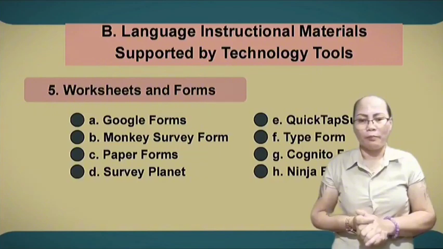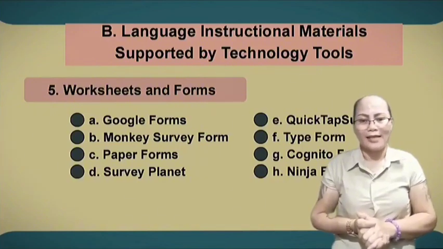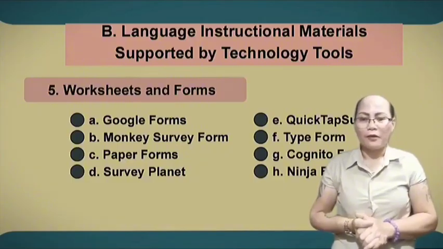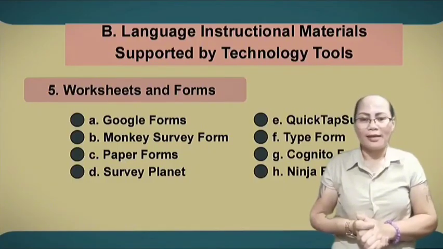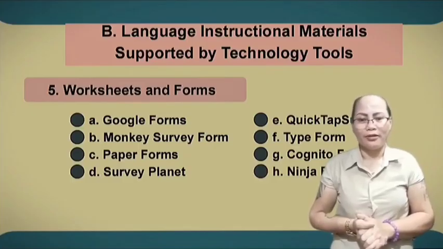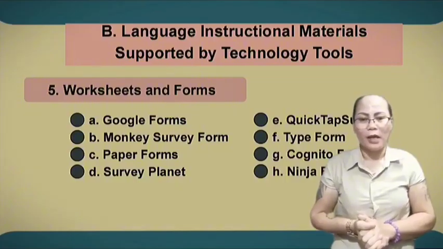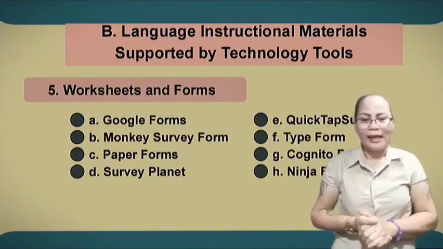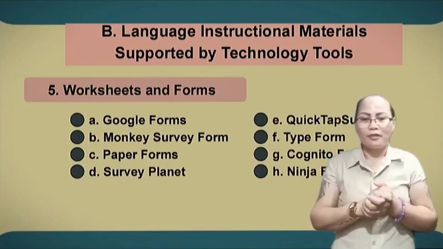Next is Typeform, a platform for creating interactive and visually appealing forms and surveys. It emphasizes user engagement with simple designs and logic jumps. An example of this is a survey for students to rate their learning experience in a class. Cognito Forms. This is an online form builder that allows teachers to create forms, surveys, or quizzes and automate processes like grading. Example, a form to gather parental feedback on a school event.